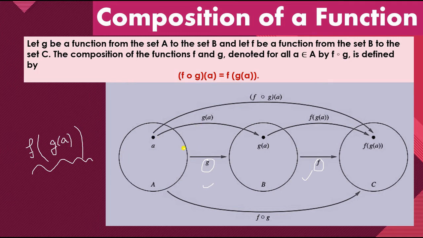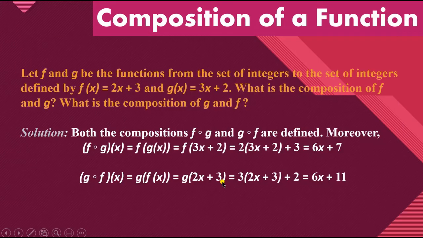here function is applied on the two individual sets. So this is the way we are going to write the composition. So from A to B it is g of A, from B to C it is function of g of A. Okay, it is not only f of A.